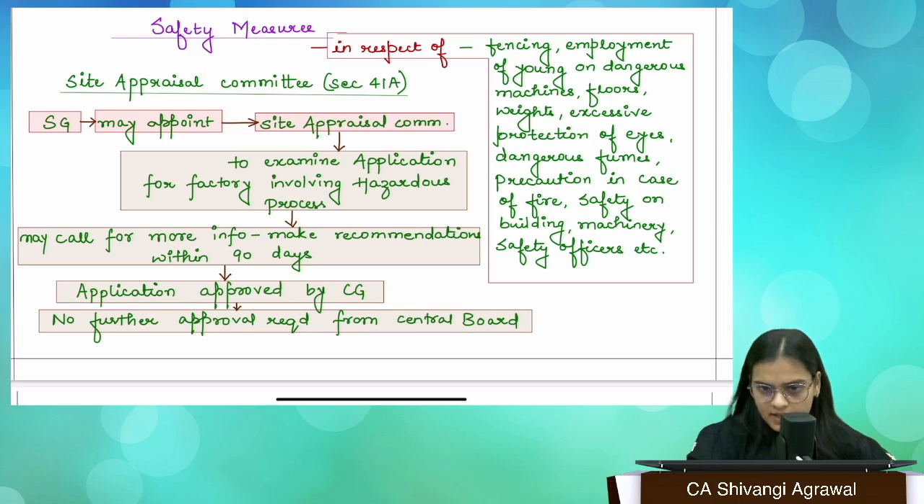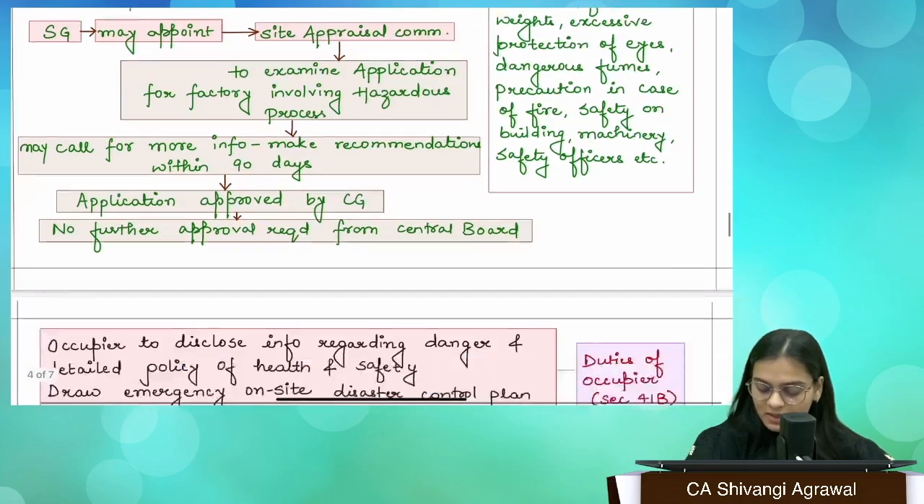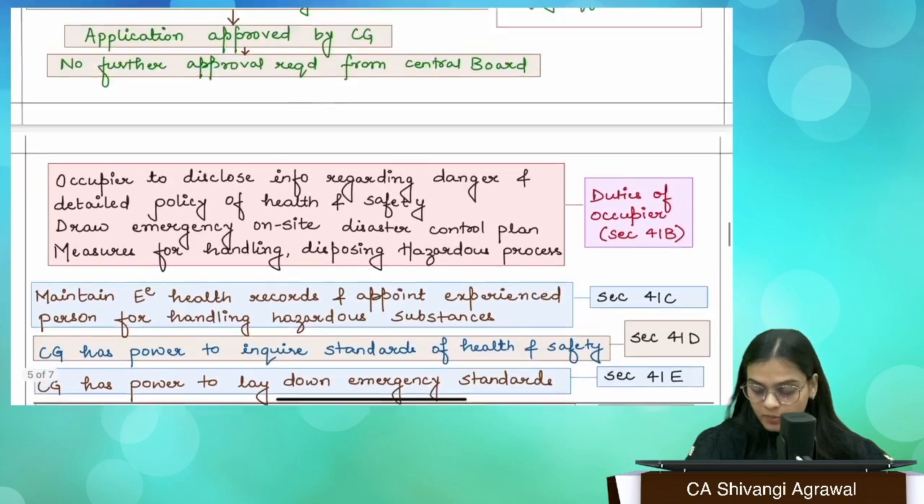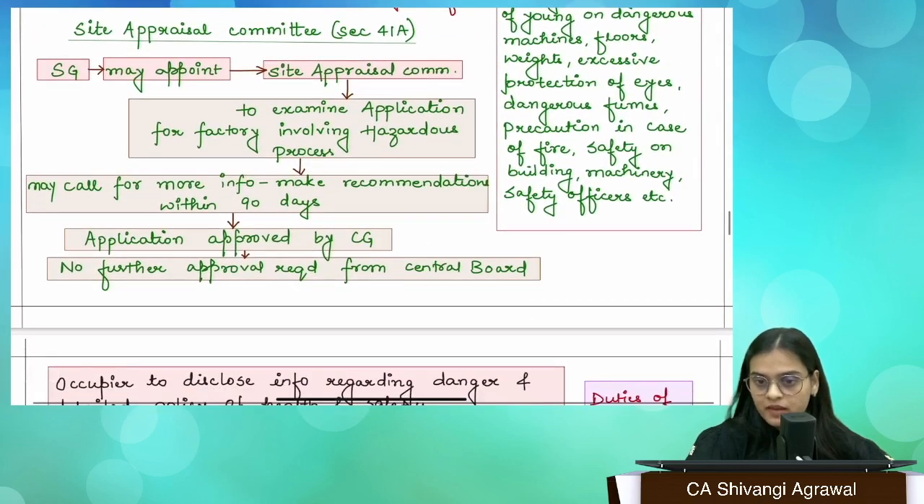Fine. Then we have chapter 4A, which talks about hazardous processes. But before we go on to that, we have something called the site appraisal committee. What is the site appraisal committee? Let's go by the sequence only, otherwise you might be confused, right? So what is actually the site appraisal committee?